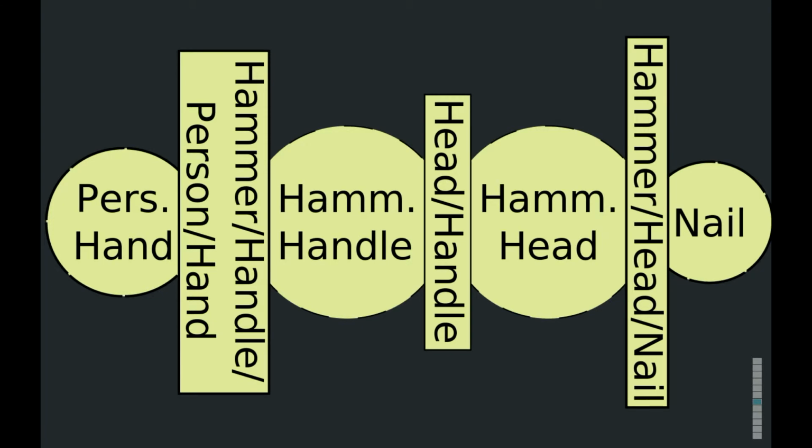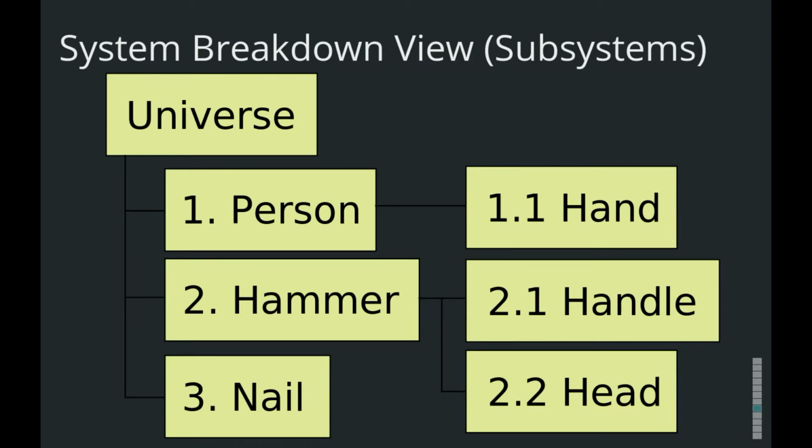What can we do? We can do a system breakdown view. A system breakdown view keeps track of things across multiple levels. We start at the universe in this particular case, and we see that the universe has three subsystems that we're modeling. We have a person subsystem, a hammer subsystem, and a nail subsystem. And some of those subsystems have their own subsystems. A person has a hand subsystem. A hammer has a handle subsystem and a head subsystem.